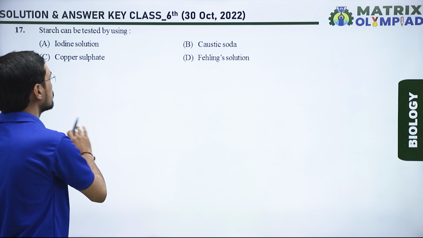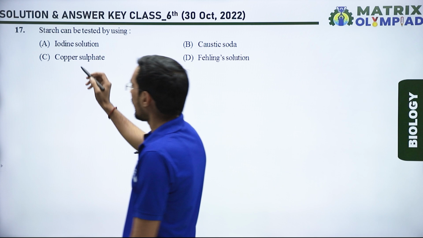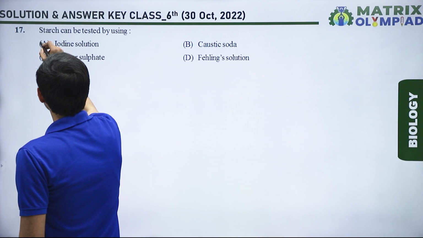Next question is, starch can be tested by using. We have to select which one of the following options is correct for the testing of starch. As you all know, iodine solution is used for the testing of starch. So our correct answer is iodine solution.